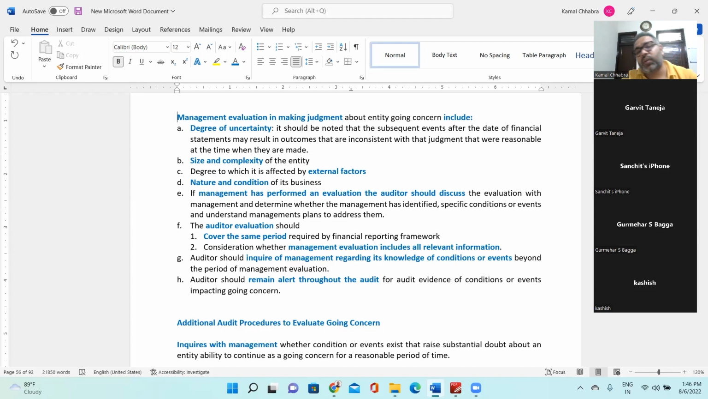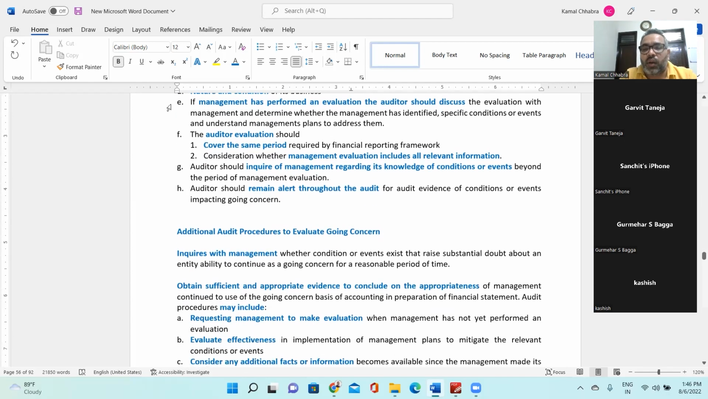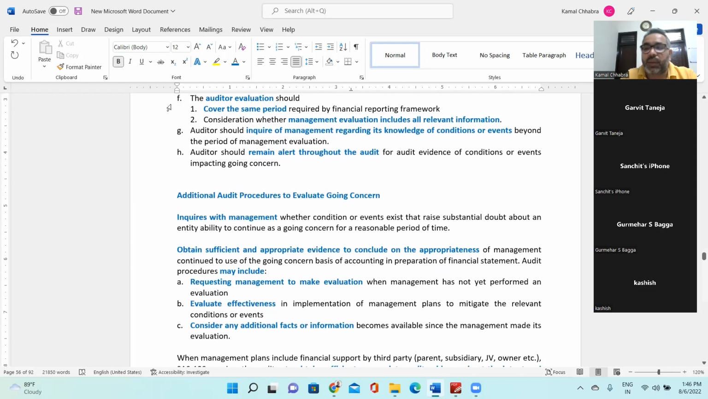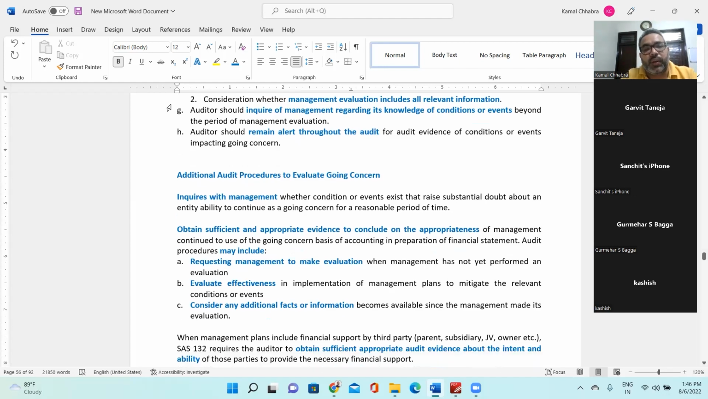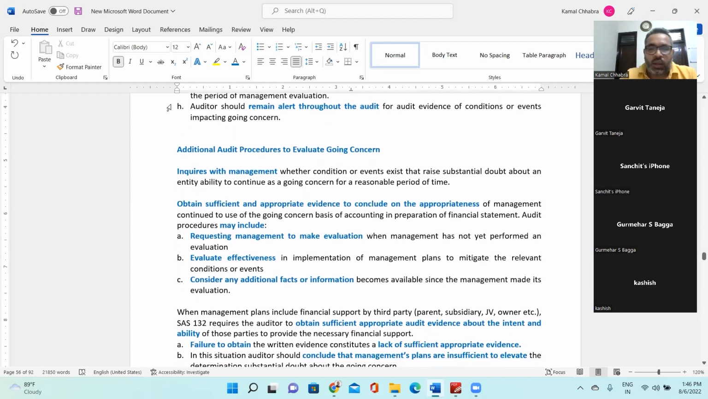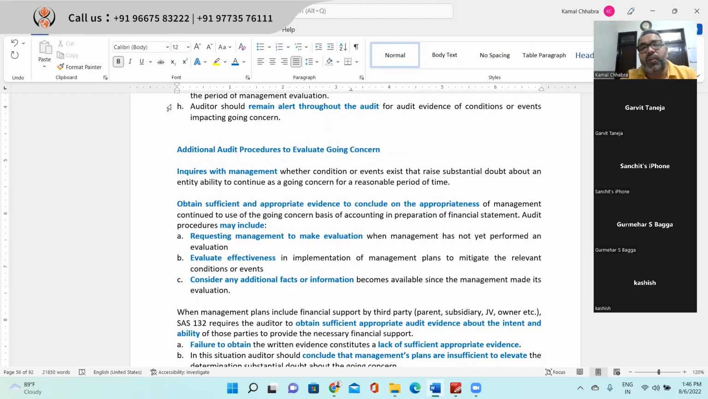Next, the auditor should inquire of management regarding its knowledge of conditions or events beyond the period of the management's evaluation that may have an impact on the going concern assumption, maybe in a prior period or in the future forecast. Last one is that the auditor should remain alert throughout the audit. So the going concern assumption is not something which you test at the planning stage or evaluate at the conclusion stage. This is something you need to keep in mind throughout the journey of your audit. There might be a possible event that may occur during the audit or at the time of conclusion of the audit that may impact the going concern assumption.